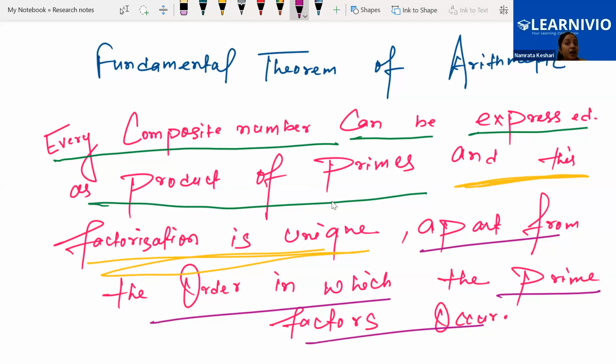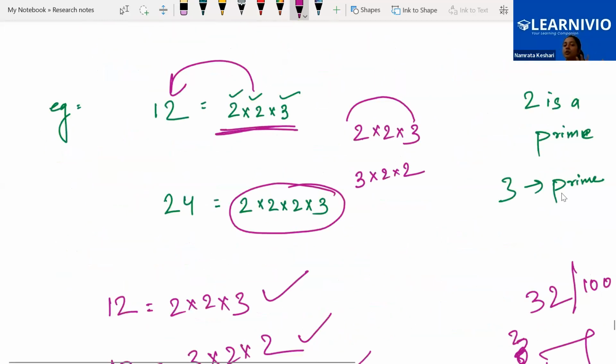Yes, we have seen that. We will be taking any composite number and we can express that as a product of prime numbers. Okay, and this factorization is unique. That means whatever factorization you get, the product of a few numbers, that combination of numbers multiplied together will generate only that number. The way we have discussed over here, 2 into 2 into 3 will generate 12 only. It will never ever generate any other number. Or 3 into 2 into 2 will generate 12 only. It will not generate any other number.